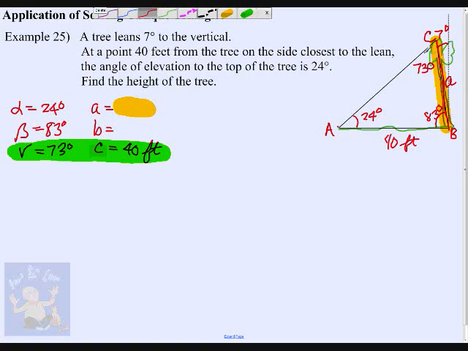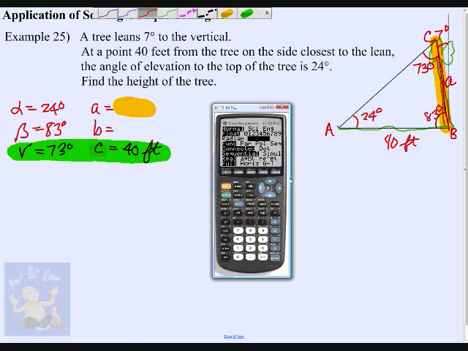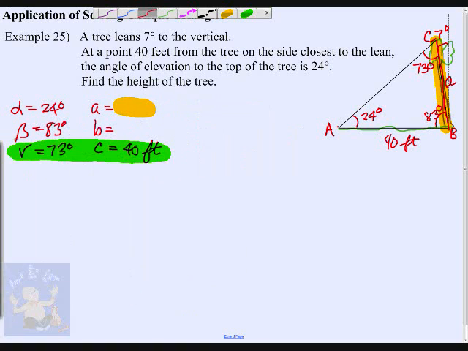73 degrees right here. Pull the calculator up. We're going to take the sine of 73 degrees and divide it by 40. That will give us our law of sines ratio of 0.0239.